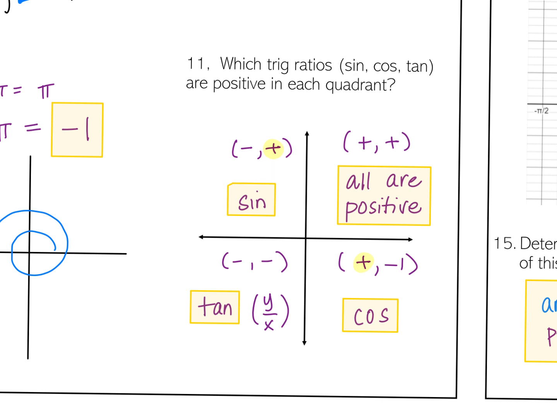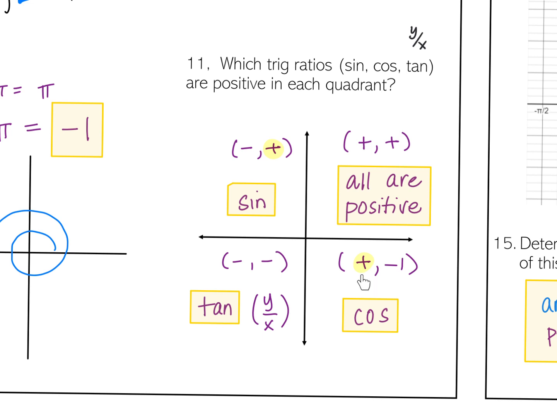So sine is the y value. That's the positive one. Remember that tangent is y over x. And so if you are going to put your y value over your x value and you're dividing a positive and a negative, you do not get a positive for that. So sine is the only positive in quadrant 2. Down here, sorry, for quadrant 3, these are both negative. So neither sine or cosine is positive. But when you divide a negative by a negative, you do get a positive. So actually tangent is positive in quadrant 3.